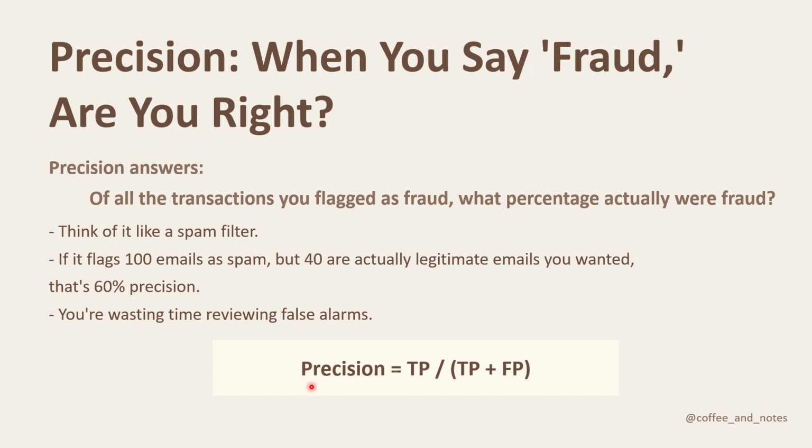Now the formula is simple. I am repeating it. Precision equals TP divided by TP plus FP. In other words, true positives divided by all positive predictions.